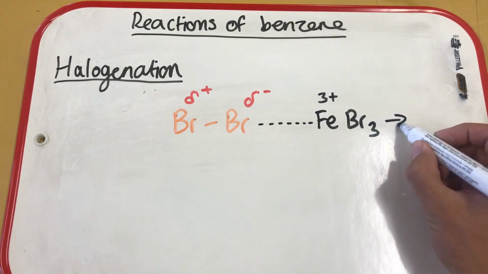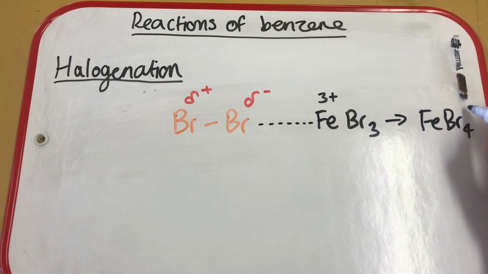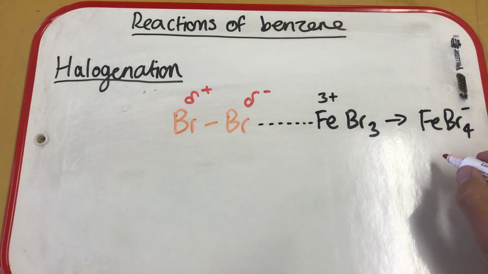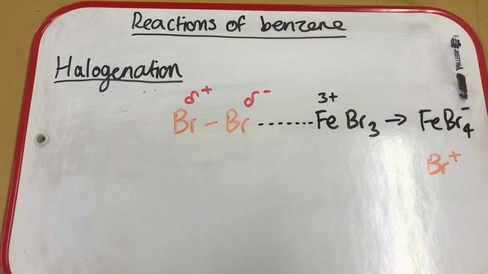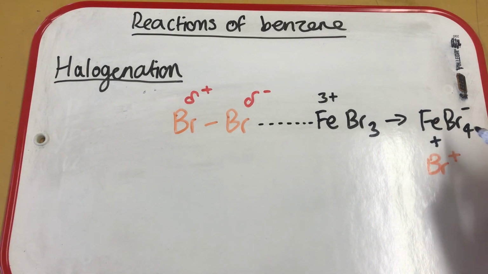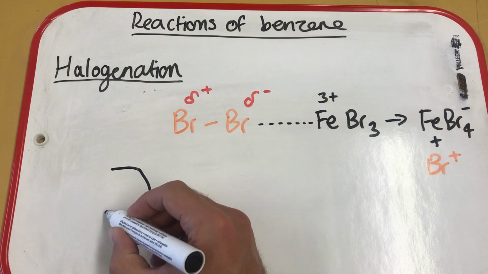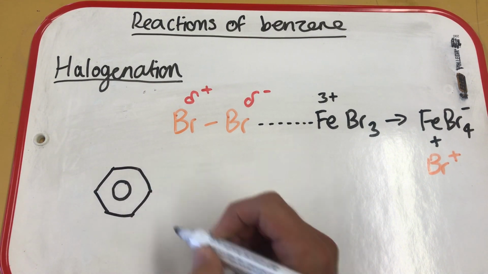From that, you end up getting FeBr4-, and the most important part here is the Br+ electrophile. So this has produced the electrophile required to substitute onto the benzene ring. Now, the reaction mechanism is similar to all the reaction mechanisms of benzene.